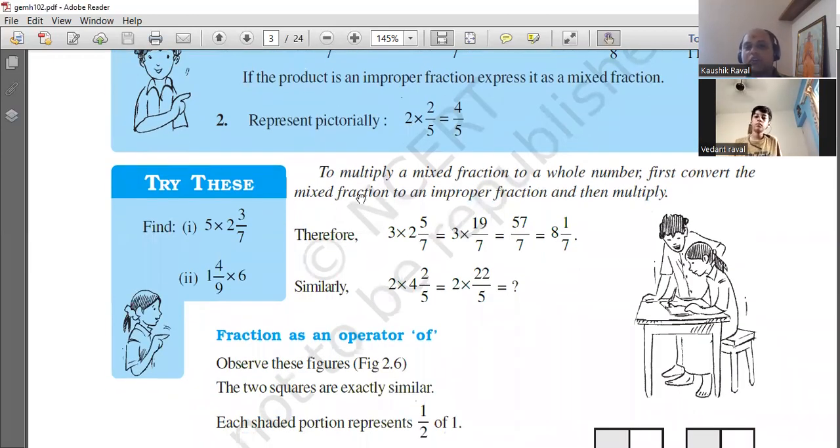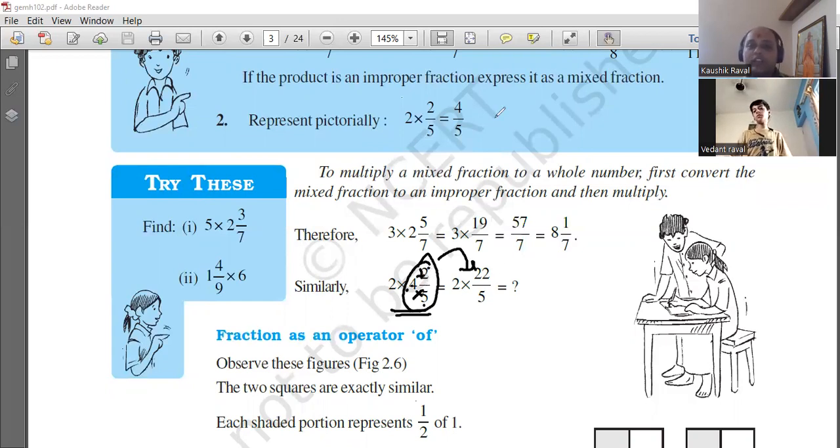Yes, this is important: to multiply a mixed fraction by a whole number. That is also important. Let's see this one. This is a mixed fraction. So first you have to convert it into an improper fraction. 5 fours are 20, 20 plus 2. This is multiplication, here it is addition. So 5 fours are 20 plus 2, 22 upon 5.